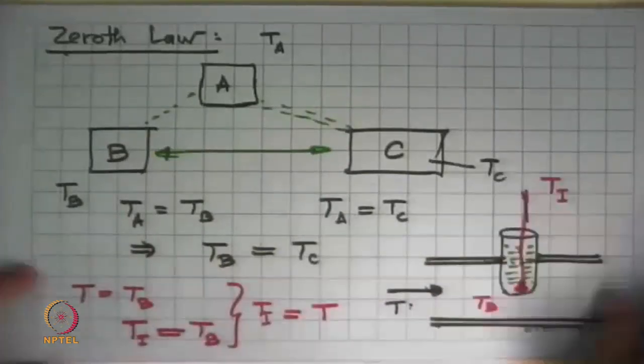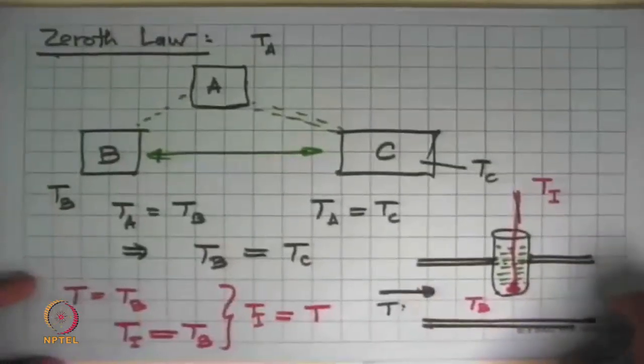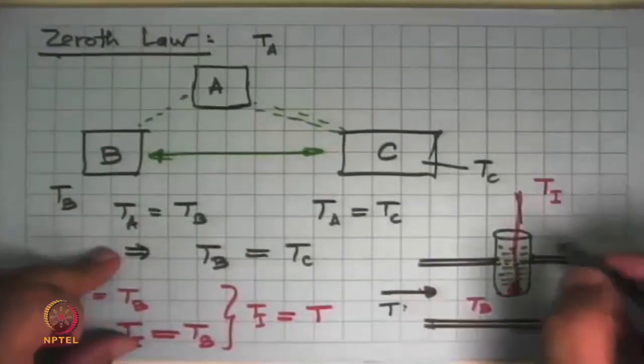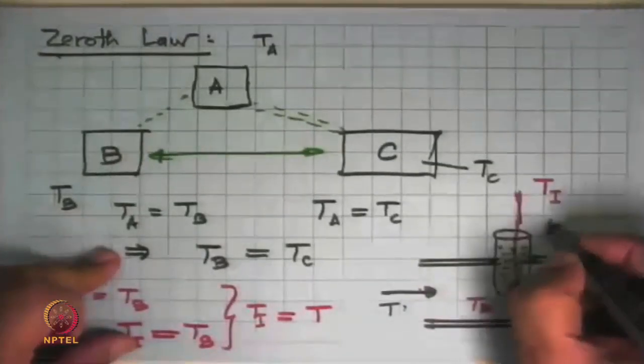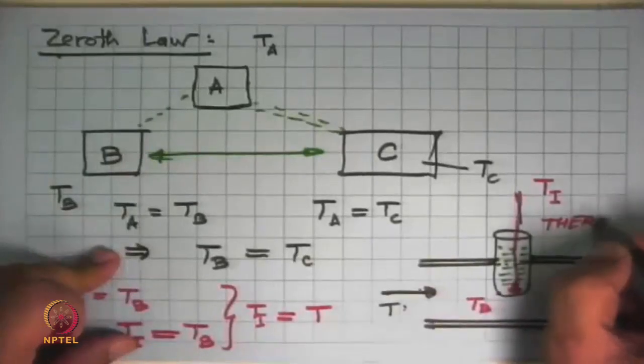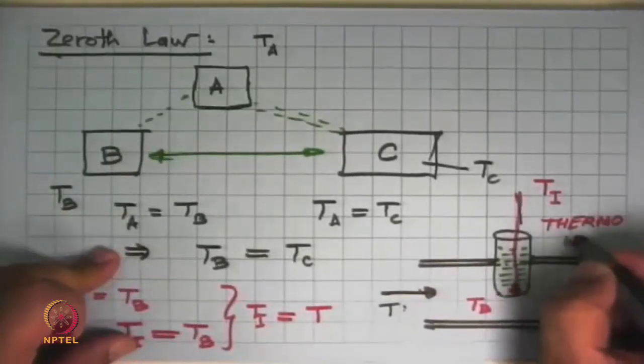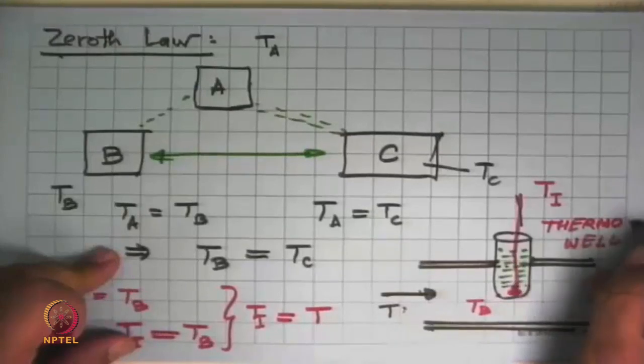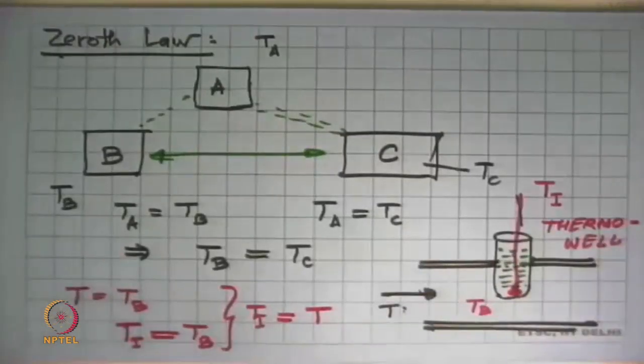This type of an arrangement is very, very common. You will see it everywhere, and this is called a thermowell. And that's where we have used the zeroth law of thermodynamics.